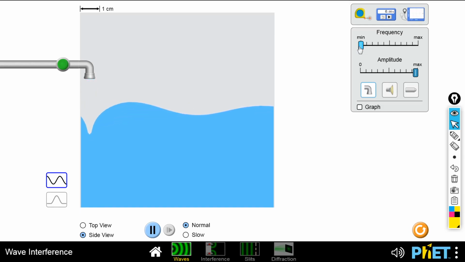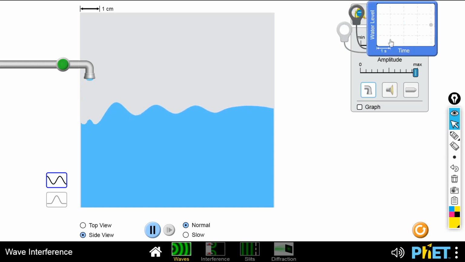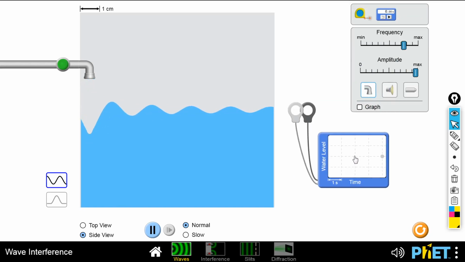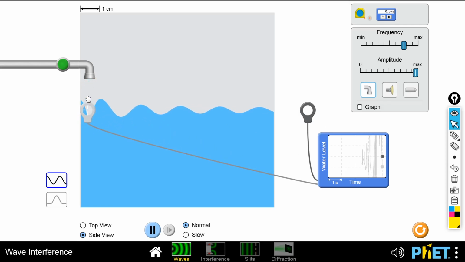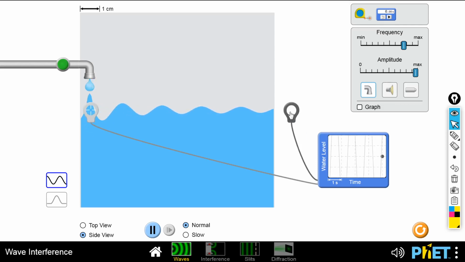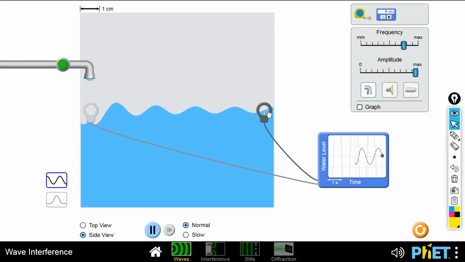Now, let's do something else. Let's speed up the frequency a little bit. Takes a while to catch up. Bring down our measuring tool and measure the amplitude. So let's measure the amplitude right under the faucet. All right, there we go. You notice it's off the scale, and then we'll measure it over here somewhere. And you'll notice it's much smaller.